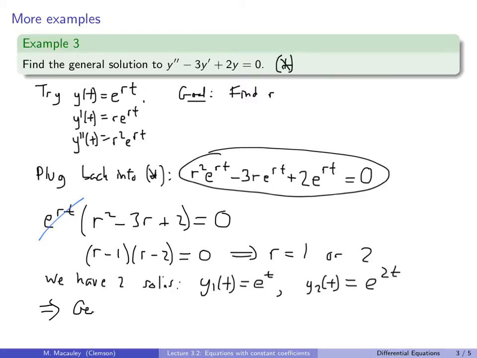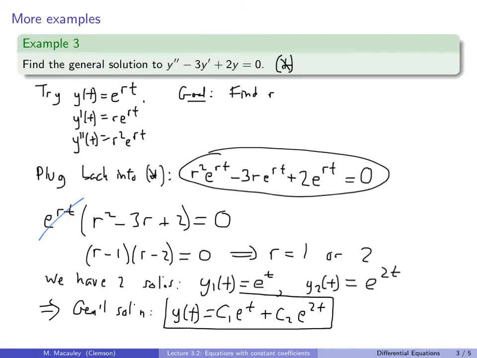So the general solution is y of t is c1 y1 plus c2 y2. So c1 e to the t plus c2 e to the 2t. So here is our general solution.